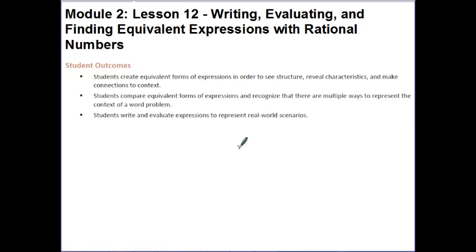Today's lesson is Module 2, Lesson 12, Writing, Evaluating, and Finding Equivalent Expressions with Rational Numbers. Your outcomes for today's lesson are: students create equivalent forms of expressions in order to see structure, reveal characteristics, and make connections to context. Students compare equivalent forms of expressions and recognize that there are multiple ways to represent the context of a word problem. And finally, students write and evaluate expressions to represent real-world scenarios.